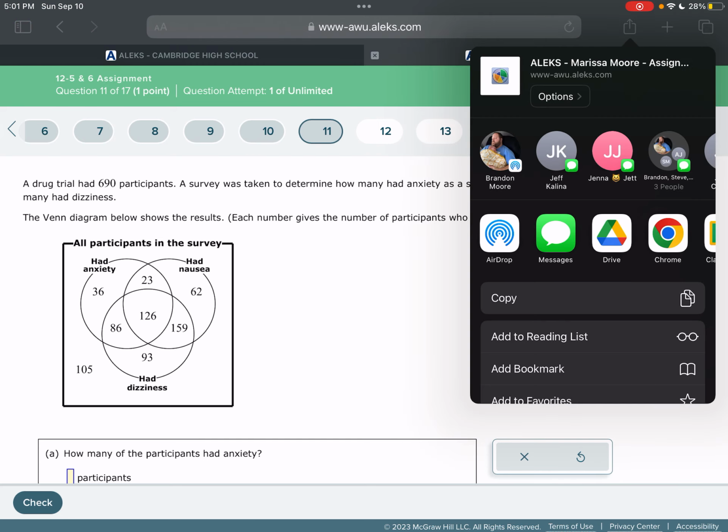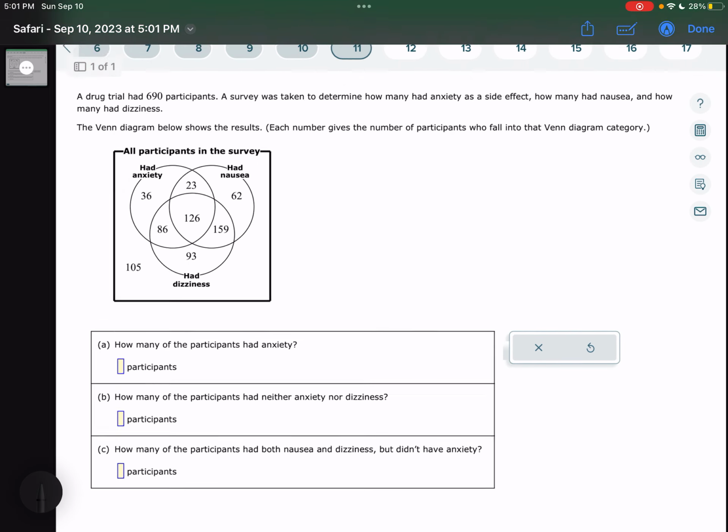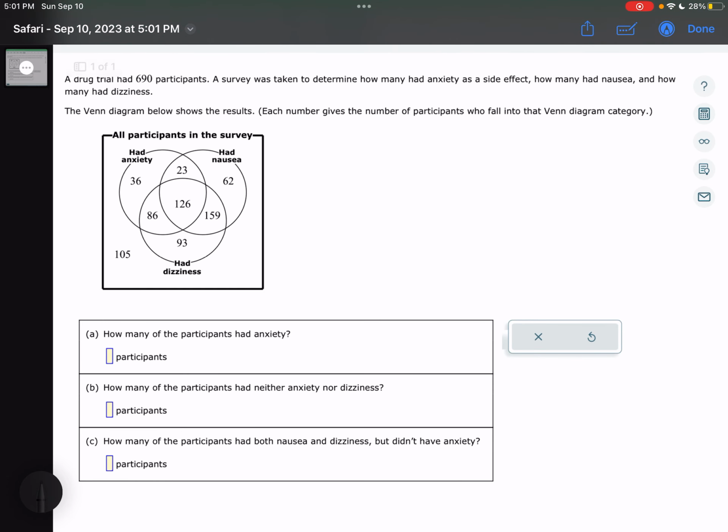All right, number 11. A trial drug had 690 participants. A survey was taken to determine how many had anxiety as a side effect, how many had nausea, how many had dizziness. The Venn diagram below shows the results. Each number gives the number of participants who fell in that diagram category.